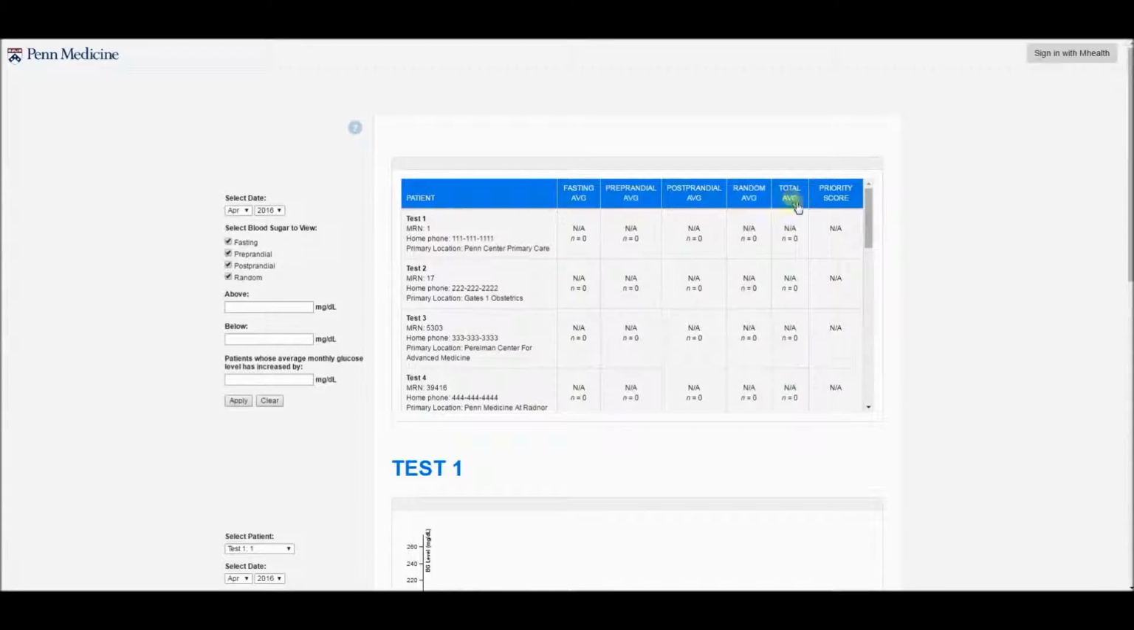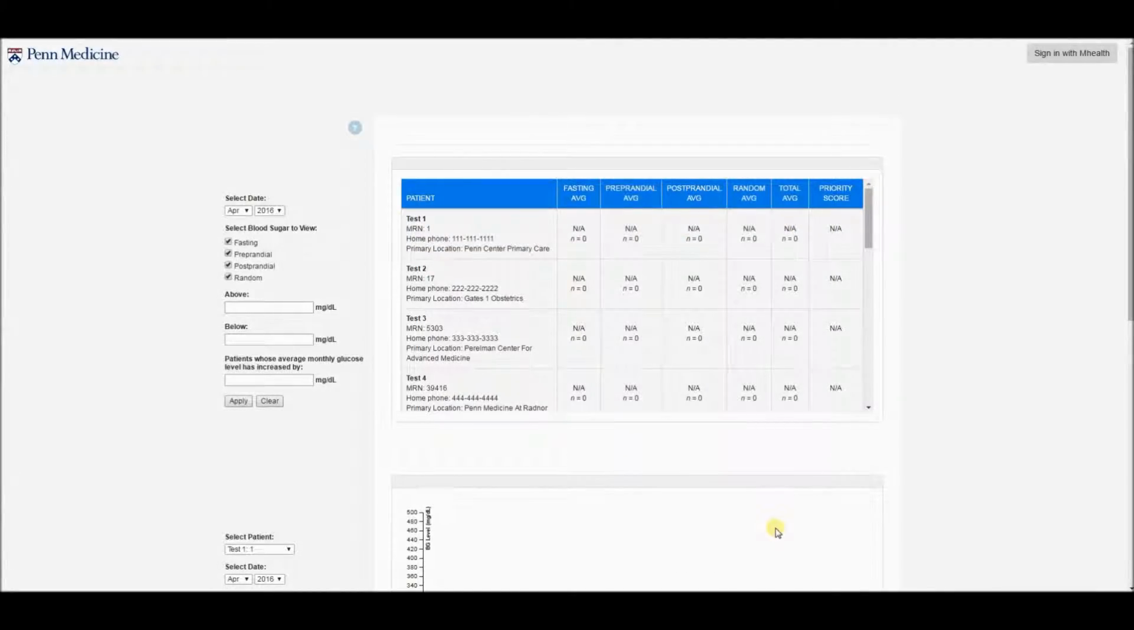Below the blood glucose averages, the table displays the number of blood glucose data points used to calculate that average. Lastly, the table calculates a priority score for each patient, which is simply the patient's blood glucose data standard deviation over the mean. The higher the priority score, the less controlled are the patient's blood glucose levels. The table currently displays NA and N equals 0 for all the entries, which simply means that there is no blood glucose data for any of the patients in the selected date.